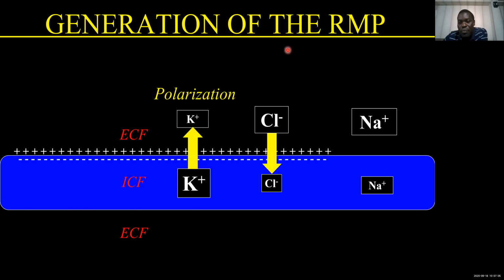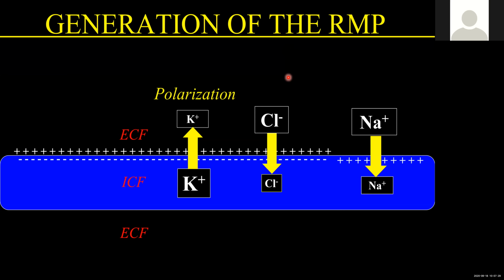So, because sodium is positively charged and is more outside, if it moves, you are going to have sodium influx. That means the inside of the cell will be more positive. The outside of the cell will be more negative. So sodium causes the inside of the cell to be more positive and the outside to be more negative, because sodium is positively charged, taking positive charges into the cell. That means that sodium influx does not polarize.